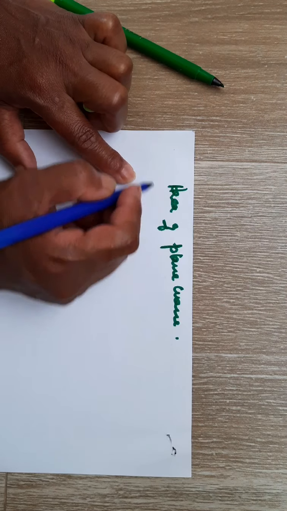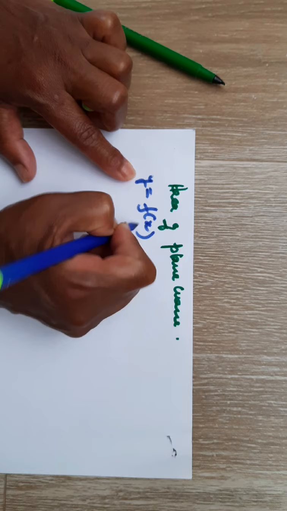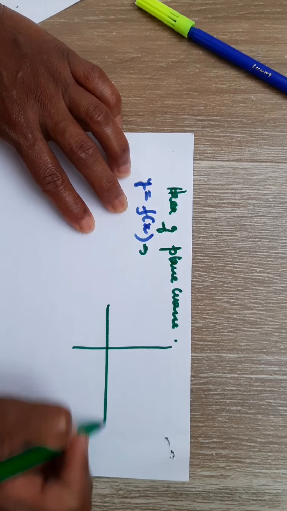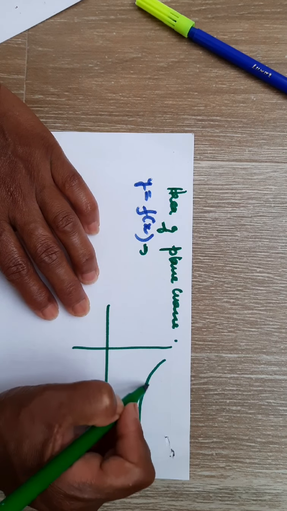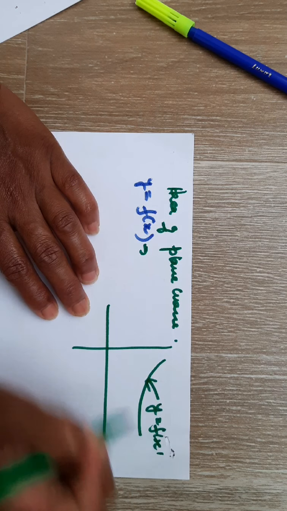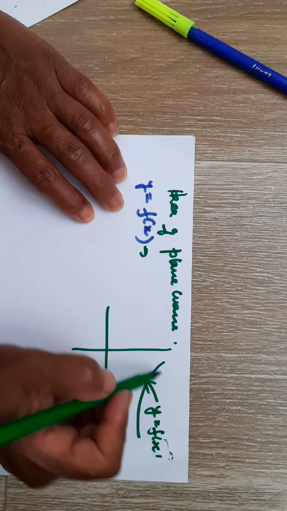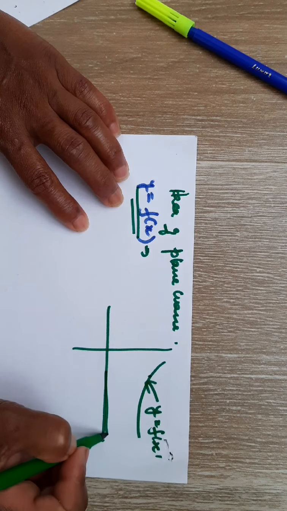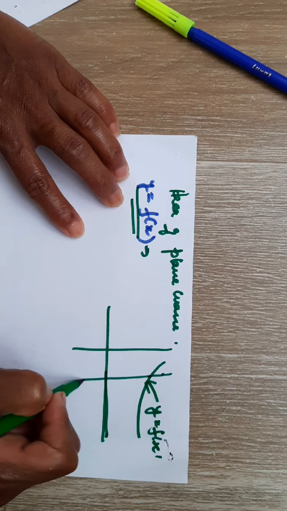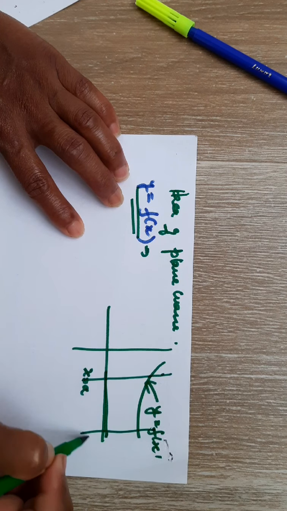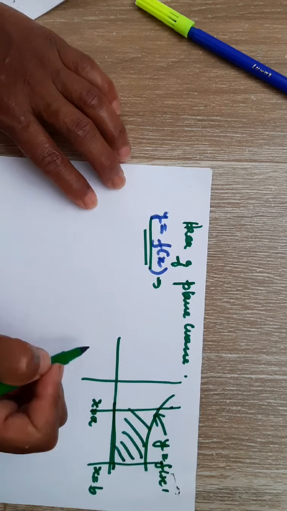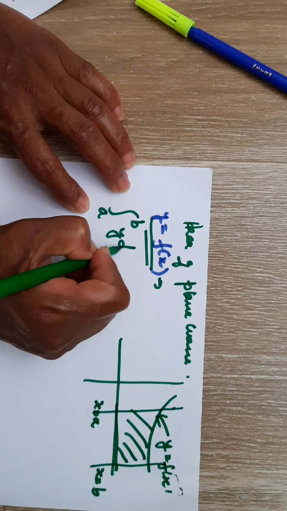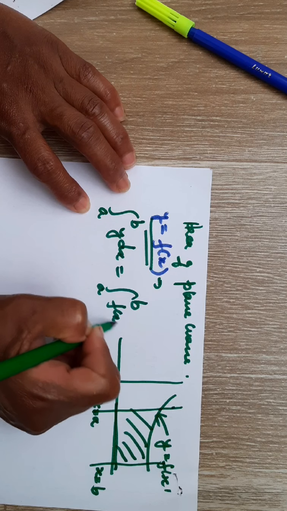Suppose y is equal to f of x is a given curve. In the xy plane you can draw this graph. Now we need to find the area of the region bounded by this curve y is equal to f of x, the x-axis below, and between x is equal to a and x is equal to b. So the required area will be given by the formula integral a to b y dx, which is integral a to b f of x dx.